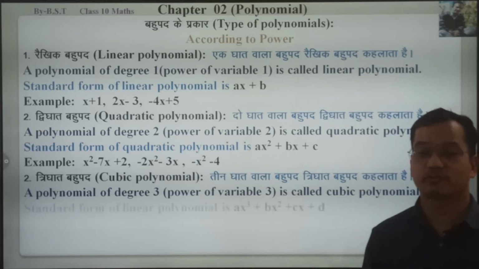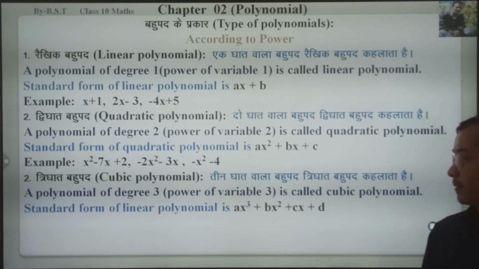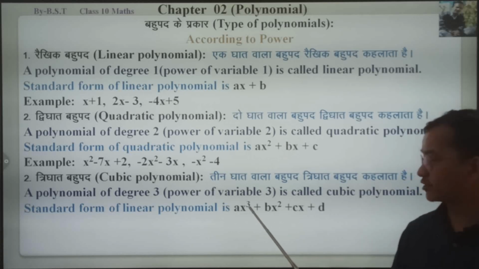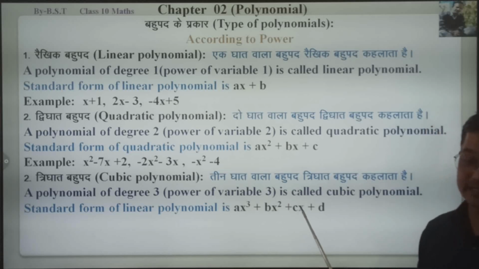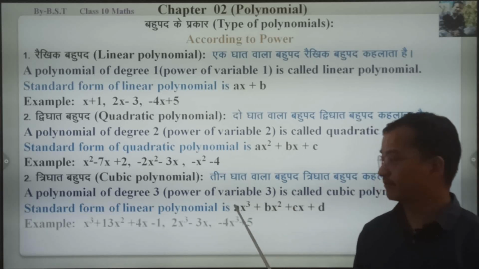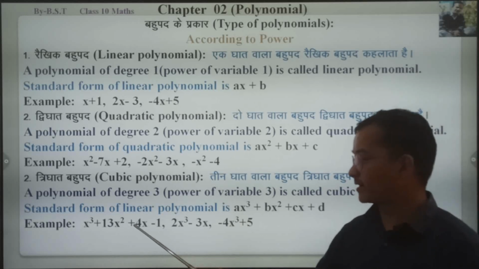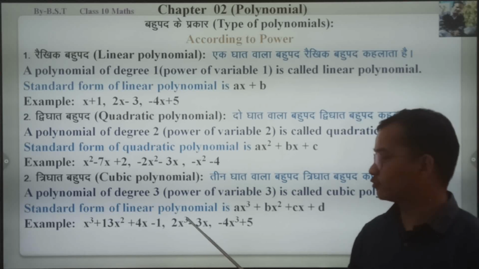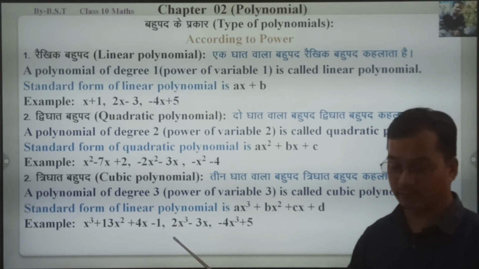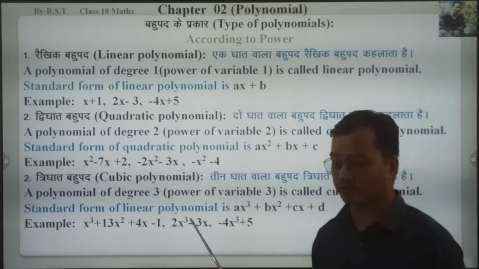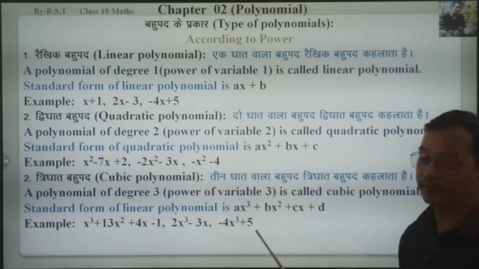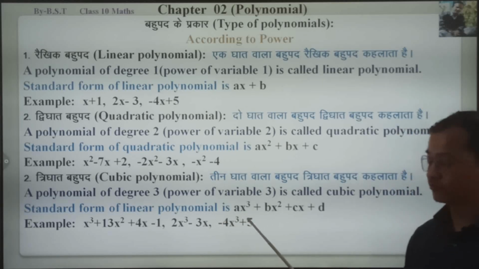So the standard form of the cubic polynomial is ax cube plus bx square plus cx plus d, where x is a variable, again a is the coefficient of x cube, b is the coefficient of x square, c is the coefficient of x and d is a constant term. For example, x cube plus 3x square plus 4x minus 1 is a cubic polynomial. Again 2x cube minus 3x is also a cubic polynomial because the variable x has the maximum power 3, and minus 4x cube plus 5 is also a cubic polynomial because the power of x is again 3.